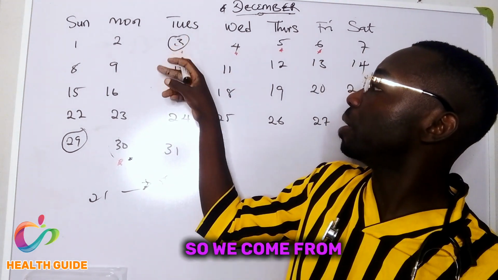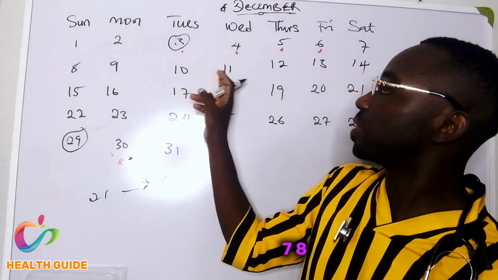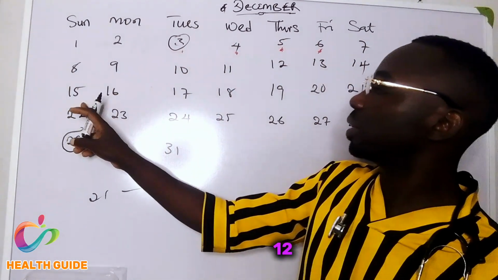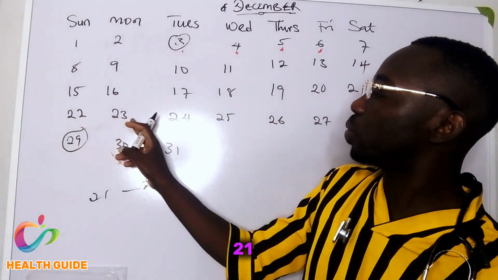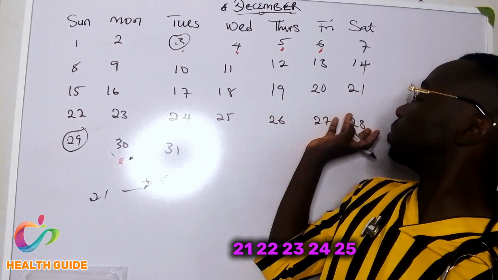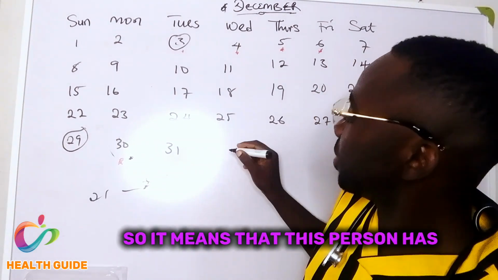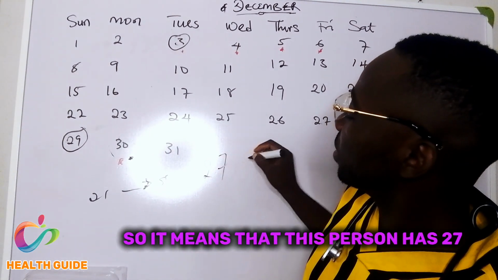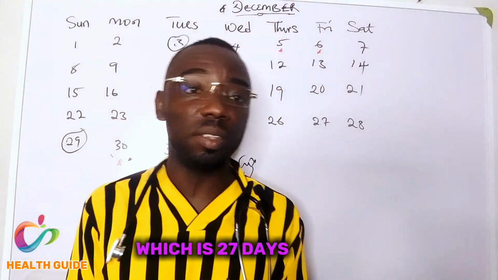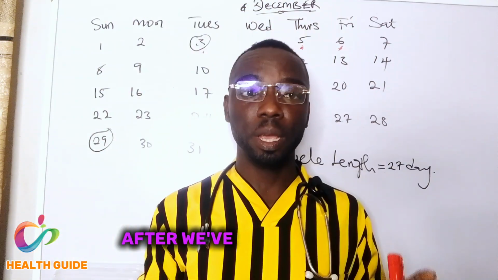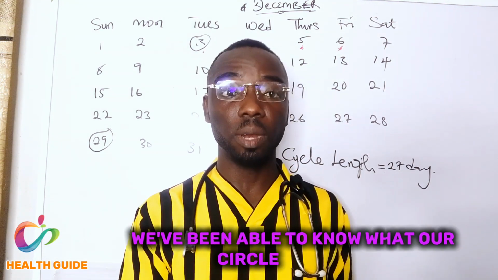So we count from here: 1, 2, 3, 4, 5, 6, 7, 8, 9, 10, 11, 12, 13, 14, 15, 16, 17, 18, 19, 20, 21, 22, 23, 24, 25, 26, 27. So it means that this person has 27 cycle length, which is 27 days of cycle length. Now that we've been able to calculate our cycle length, we know what our cycle length is.